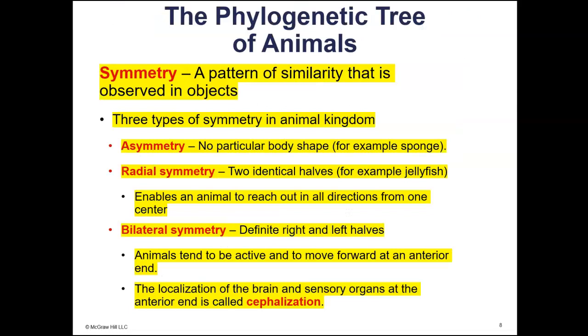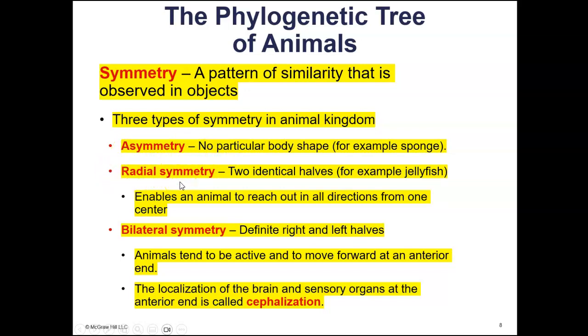All right, one thing that we talk about with the different animal groups is their body symmetry. Symmetry is a pattern of similarity observed in objects. So even non-living things can have symmetry. But there are three types of symmetry that we see among animals. Some animals are asymmetrical. The sponges are asymmetrical. They don't have any particular body shape or body symmetry.